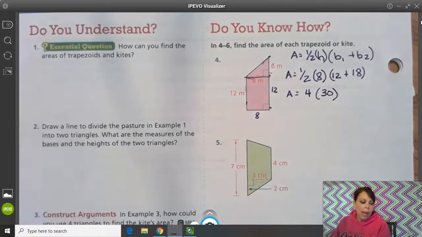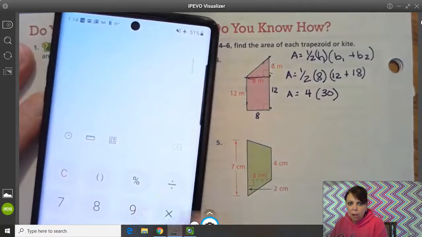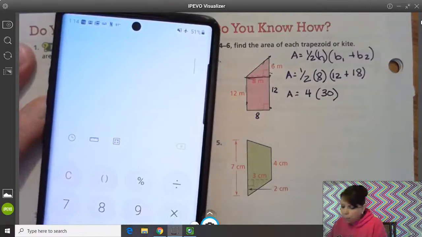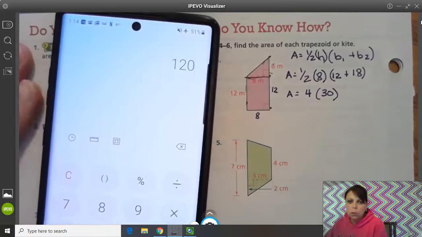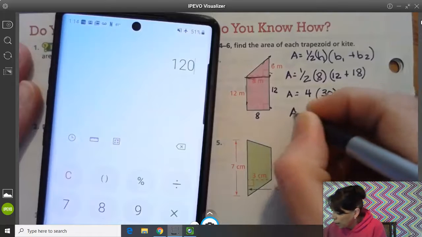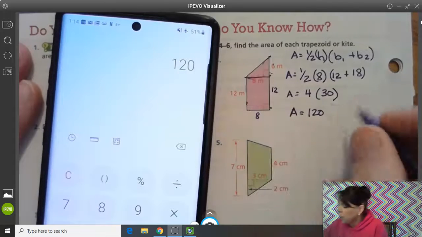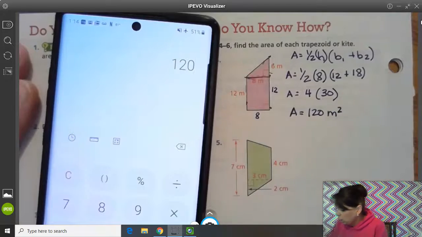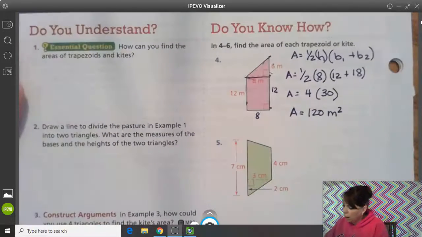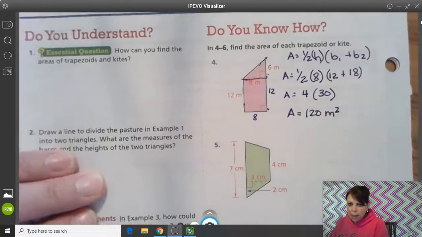Okay. And now you can go ahead and solve for the area. If you want to use a calculator, by all means, please do that. I don't have a problem with that at all. I'm going to get my calculator out, and I hope you can do this one in your head, but if you can't, 4 times 30 equals 120. So area equals 120, and the unit of measurement here is meters squared. All right, let's try it again.